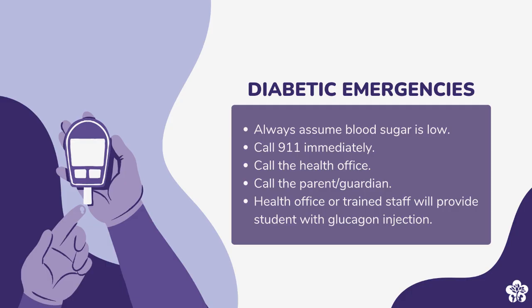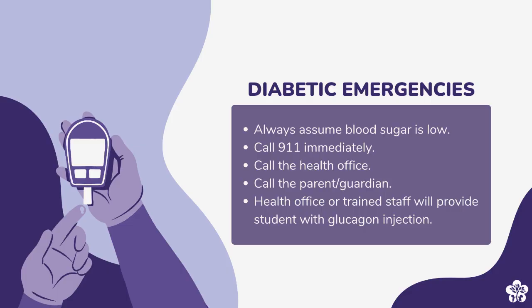The school nurse or trained staff should give a glucagon injection. When the EMTs arrive at your school, direct them to the student. Never give an unconscious student or a student having convulsions anything by mouth. Always stay with the student until help arrives.